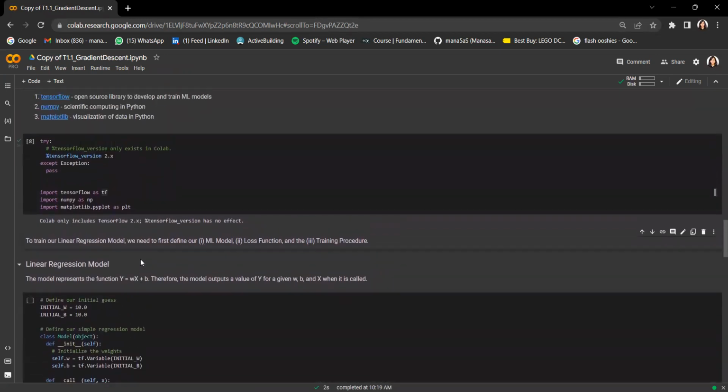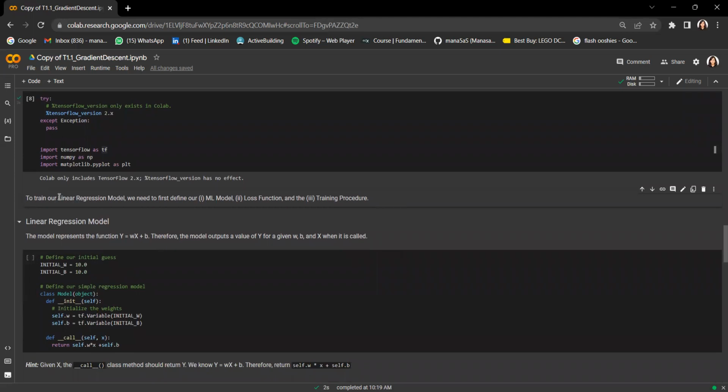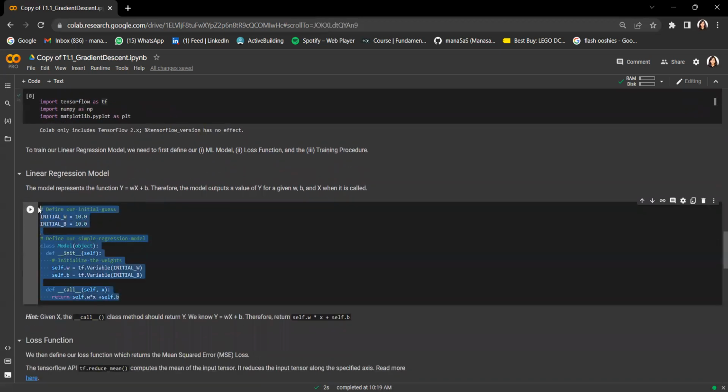What we're going to do is train our model. And this training essentially has 3 parts for this simple linear regression model. We have to define our model itself. We have to define our loss function, which gives a measure of how off our predicted y values are from the ground truth values. And the training procedure, the method by which we're going to minimize this loss. So first, let's look at our linear regression model.